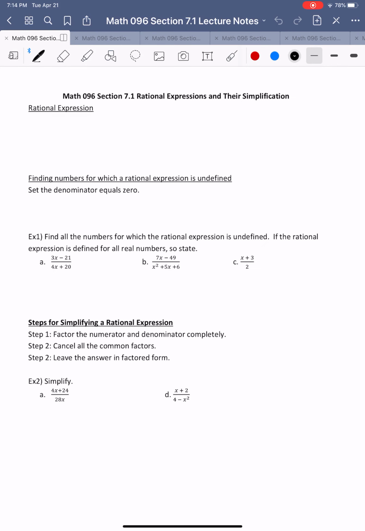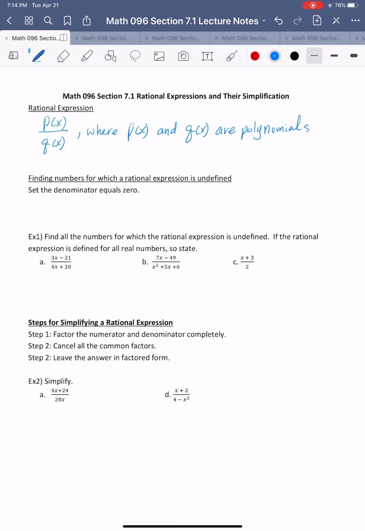Hello, this is section 7.1, rational expressions and their simplification. So rational expression means this: you've got fractions, p of x over q of x, where p of x and q of x are polynomials. We already studied how to simplify and how to factor polynomials.